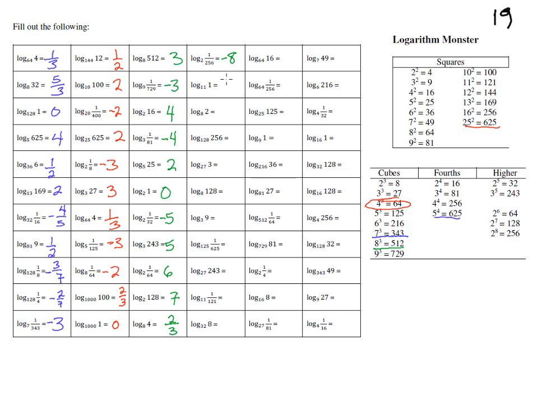Log base 11 of 1, that's a 0. Log base 8 of 2, we have to cube root it. That's the exponent that says cube root. 128, we have to seventh root it to get down to 2, and then 8th power it to get up to 256. Log base 27 of 3, that's a cube root. Log base 8 of 128, we would have to cube root to get down to 2, and then 7th power to get up to 128. Log base 3 of 9, that's just 2, we square 3. 125, we cube root it to get down to 5.